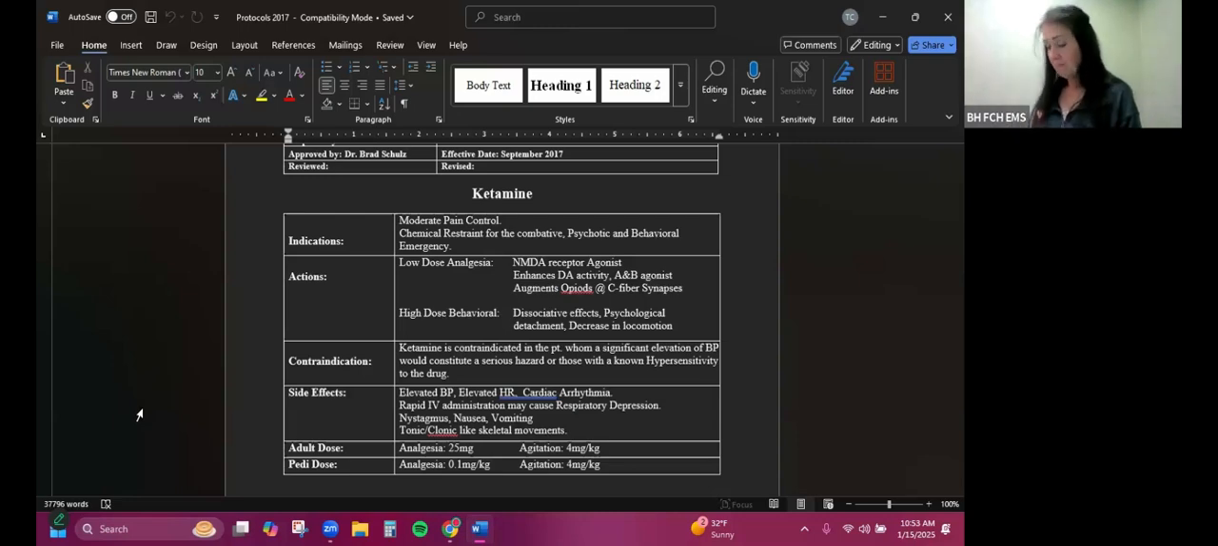That was the dissociative effects. Your contraindications: a patient with significant elevation of the BP would be considered a serious hazard, or those known with a hypersensitivity to the drug. Ketamine is a contraindication in a patient with a significant elevation of the BP.